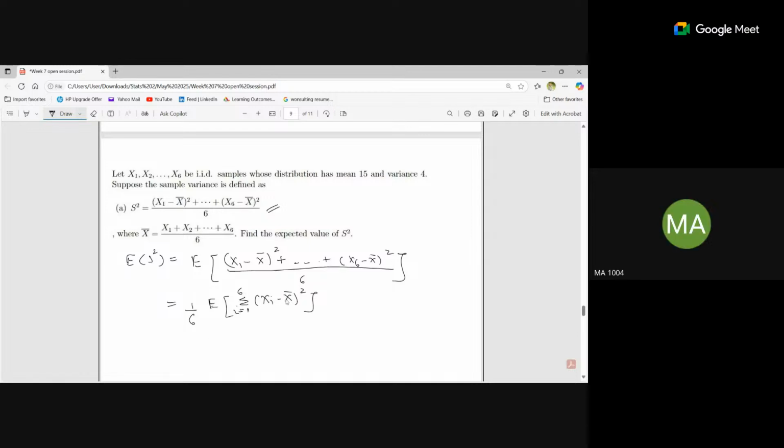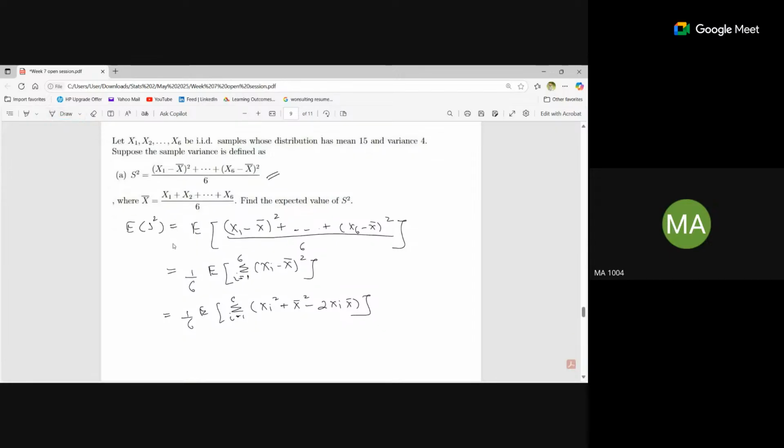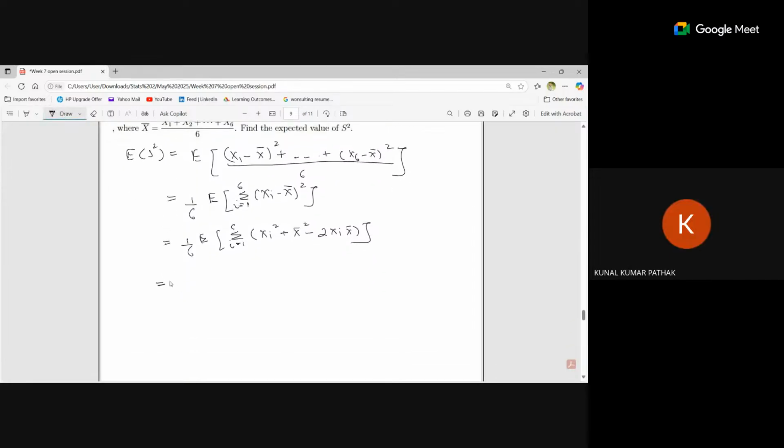Yes, ma'am. Okay. Now this square thing, I'm opening the brackets. So this will be equal to summation of i from 1 to 6 of xi square plus x bar square minus 2 xi x bar, correct? Yes, ma'am. Okay. Now this summation will get inside. So this will be summation of xi square from 1 to 6 plus summation of x bar square minus 2 summation of xi x bar. Fine.